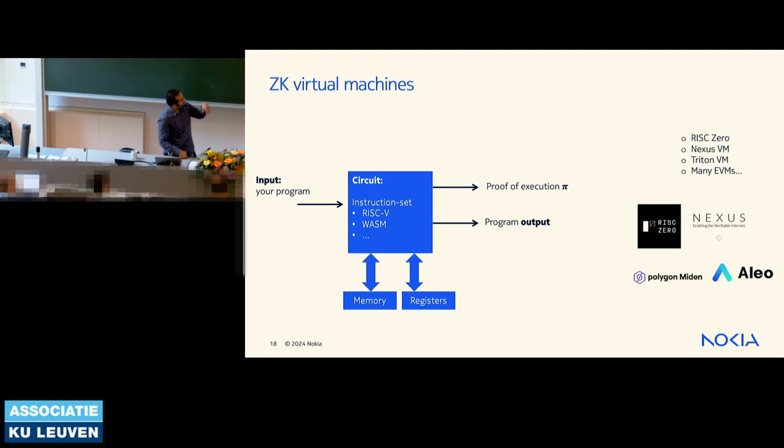So you have an instruction set like RISC-V or WASM or 8086 if you're crazy. You can write a circuit for that, like what we did before, like that R1CS. Think R1CS. And then your program, in fact, this time is the input to the circuit. Last time, the input was the value, right?